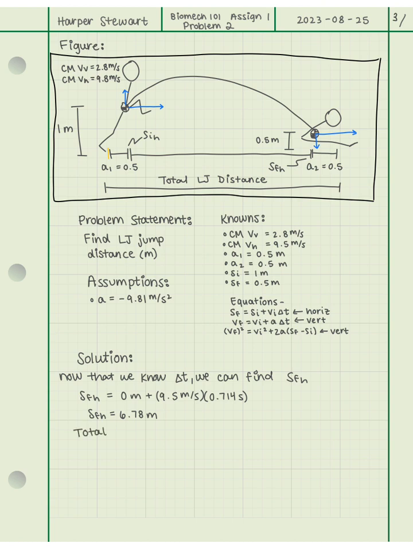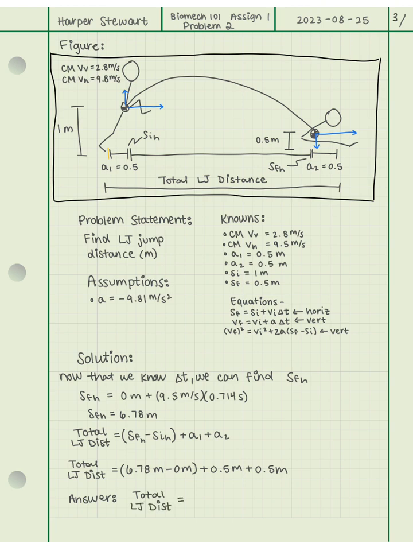But this isn't what our question asked for. Our question wanted to know what the total long jump distance was. So in order to calculate that, we also need to factor in the distances of A1 and A2. If we plug that into our overall equation, we can see that our total long jump distance is 7.78 meters. And if we think about the speeds that the athlete is coming in with, this distance makes sense and is on par with something that an elite jumper would be able to achieve.